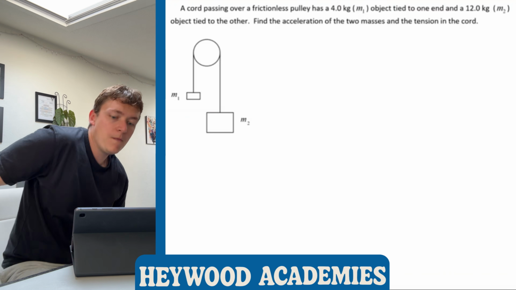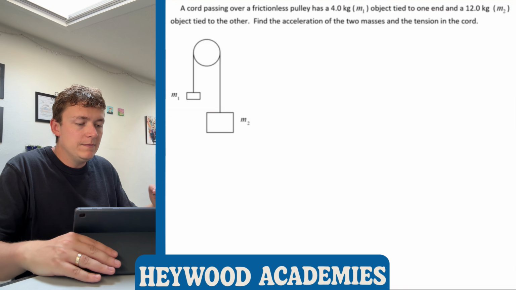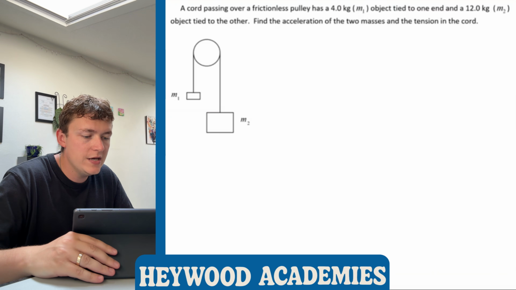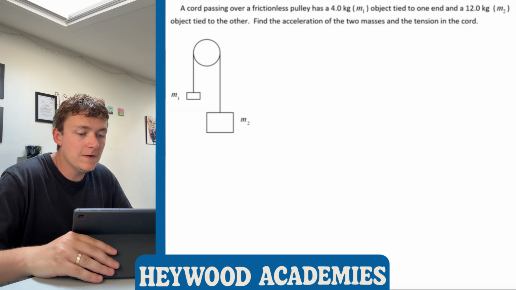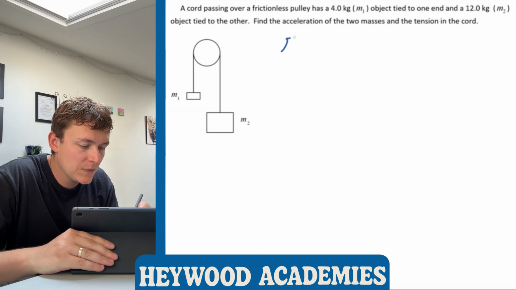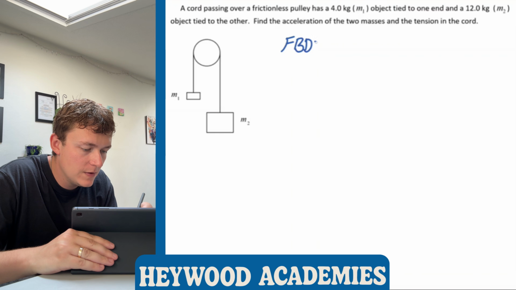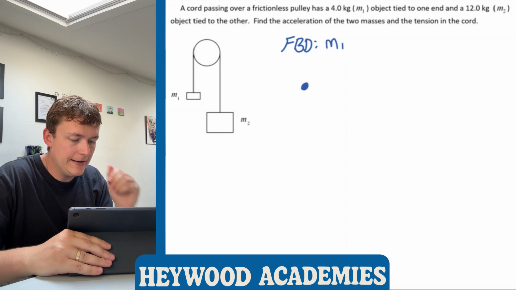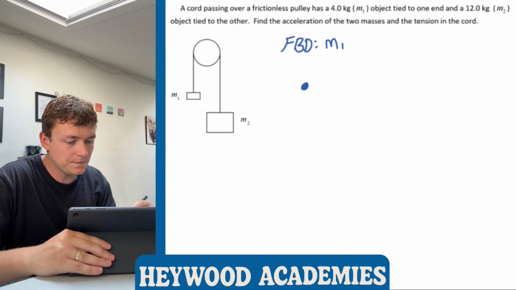So for these types of problems, when we have pulleys, we've got two different masses. And anytime we have two different masses, that means that we are probably going to have two different free body diagrams that we need to worry about. So let's do a free body diagram of mass number 1. And instead of drawing this like a box, I usually just draw it as a dot. Makes things a little bit easier.